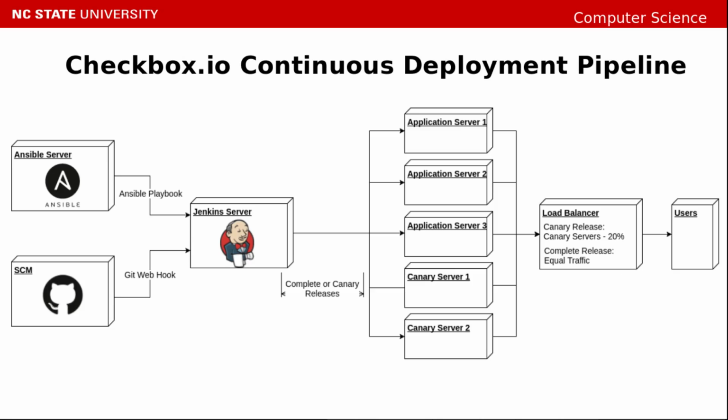In the deployment pipeline, an Ansible server configures a Jenkins server. This Jenkins server deploys the application in the application servers as a complete or canary release. There is a load balancer in place to distribute the traffic between the application servers based on the release type.